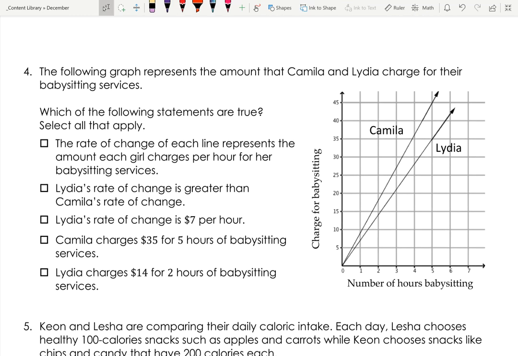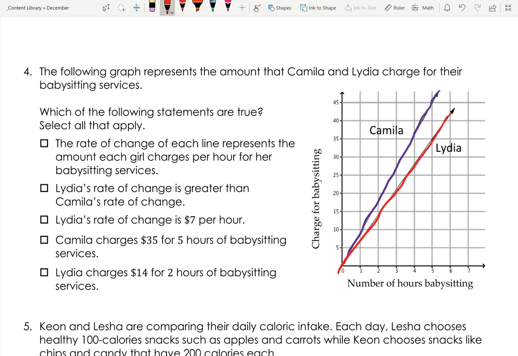Number 4, the following graph represents the amount that Camilla and Lydia charge for their babysitting services. Which of the following statements are true? Select all that apply. So Camilla's the one, let's highlight it here in purple. Right, and Lydia's this red one. Okay. So the rate of change of each line represents the amount each girl charges per hour for her babysitting services.